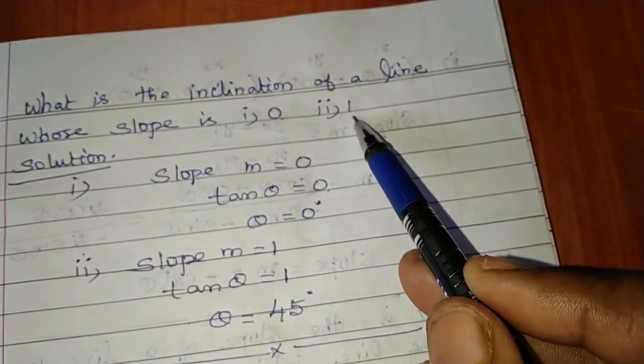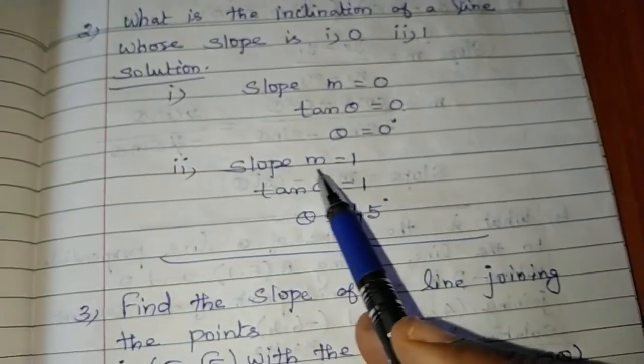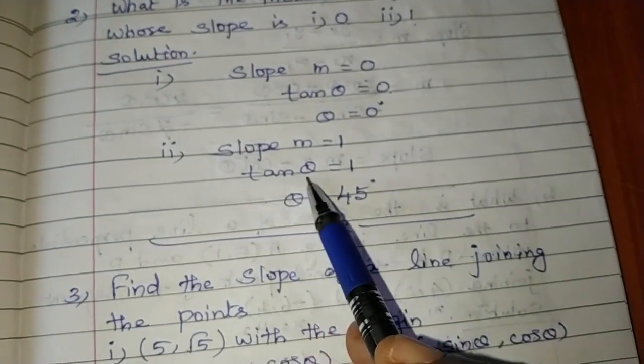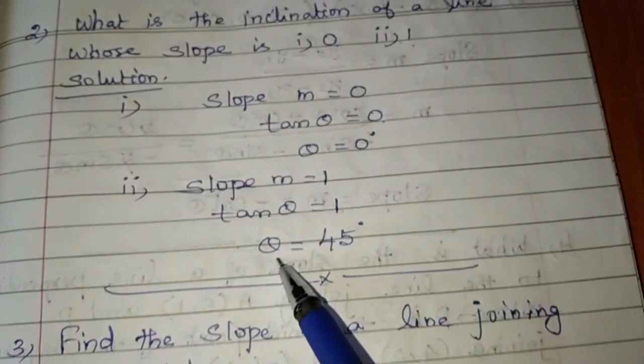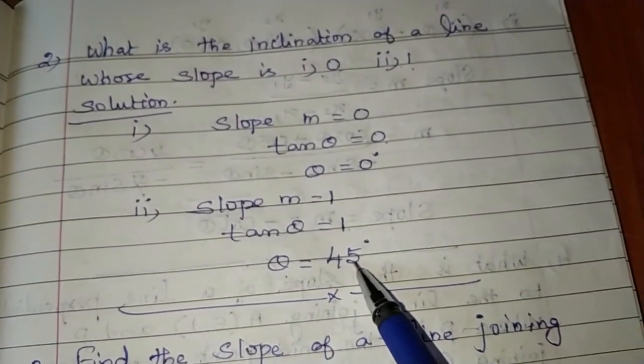Next, slope of the value 1. Slope m equal to 1. Tan theta equal to 1. Tan theta equal to 1 means what is the angle? 1 means 45 degree. Theta equal to 45 degree.